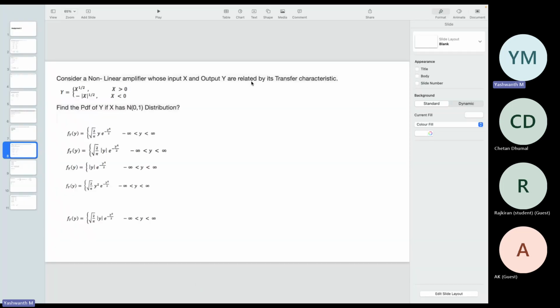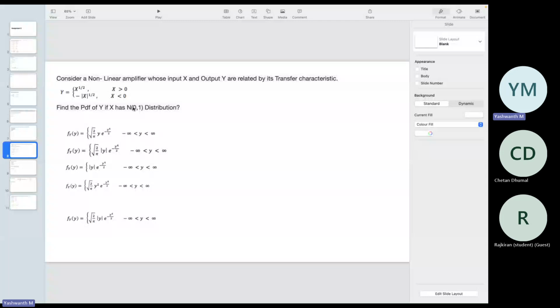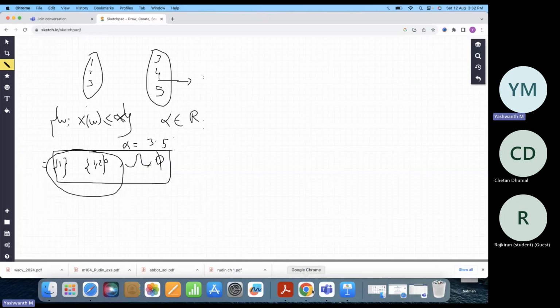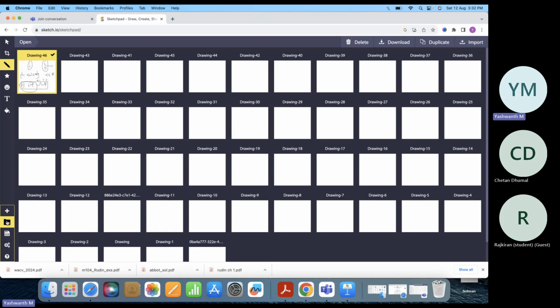So this is some amplifier. Input output characteristics are given like this. Y is square root of x if x is positive, and y is minus square root of modulus of x when x is negative, right? What is the distribution of y when x has a standard normal distribution, N(0, 1), zero mean and unit variance? I'll go through how to attempt this problem quickly.